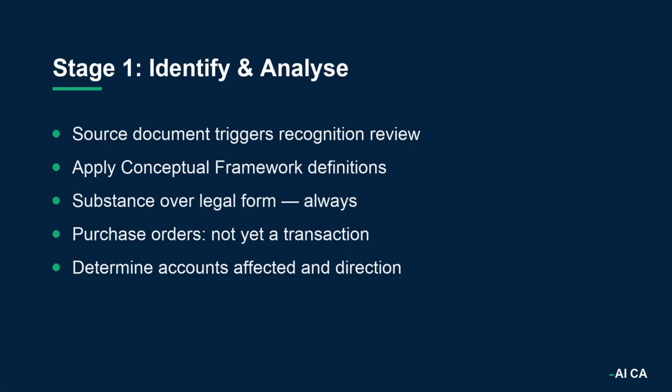Stage 1 is transaction identification. Under the Conceptual Framework, an event is recognized only when it meets the definition of an asset, liability, income, or expense, and the recognition criteria that it is probable the economic benefit will flow and the amount can be measured reliably. This is not automatic. A signed purchase order, for example, is not yet a transaction for accounting purposes. Delivery and the transfer of risks and rewards matter. IAS 1 requires faithful representation, so identifying the correct economic substance of the event is the foundation everything else rests on.